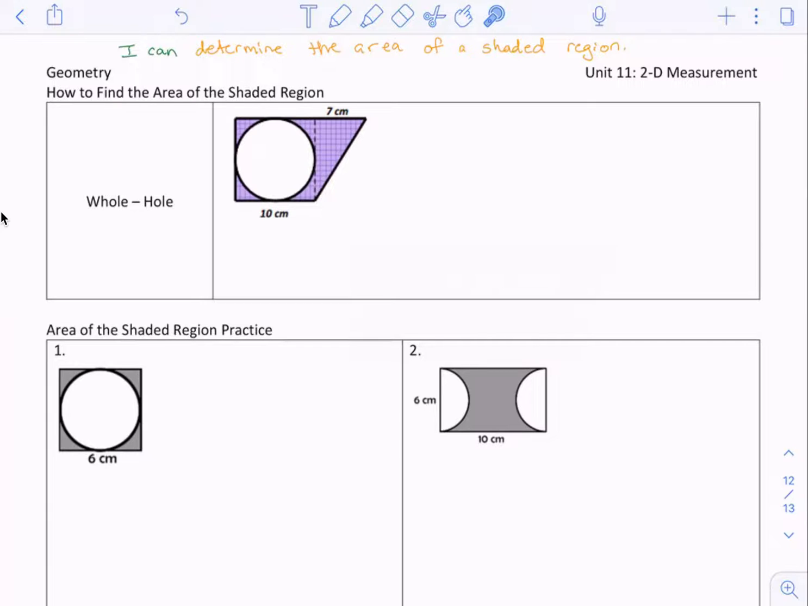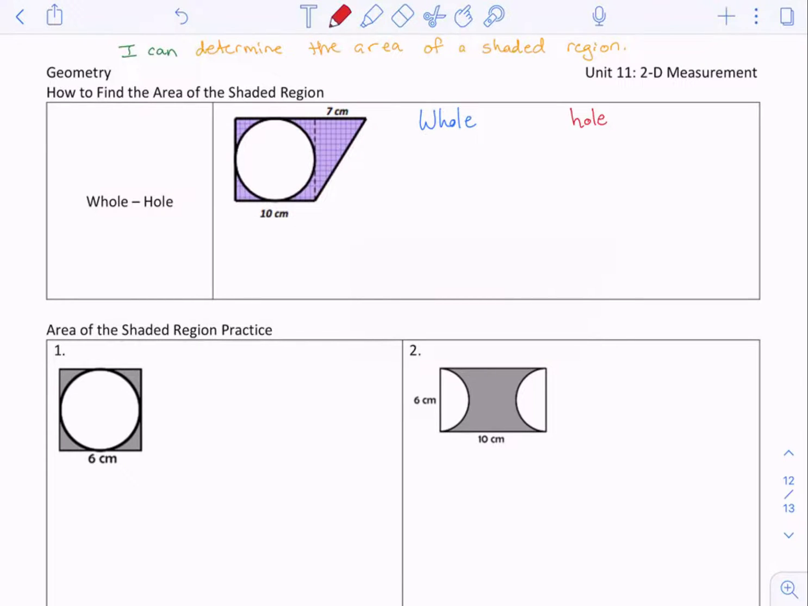Today, our goal is to be able to determine the area of a shaded region. So last week, or even this past week on Tuesday, we learned area formulas: area of a circle, area of a triangle, area of a trapezoid, various shapes. And if you look here, Mrs. Talhami has this so nicely laid out. All we're doing is taking the whole and we're subtracting the whole.